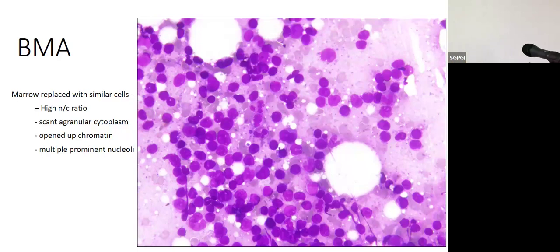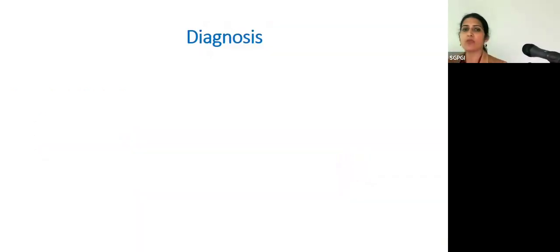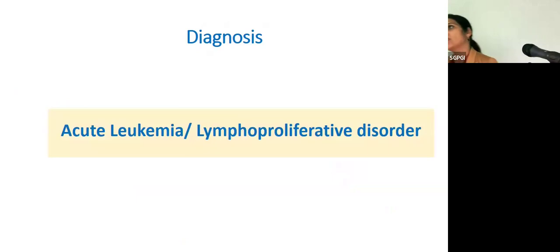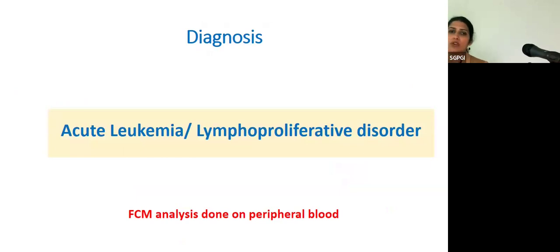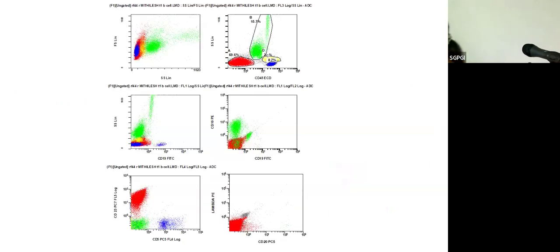Do hairy cells show prominent nucleoli? They don't, right? So hairy cells I was not thinking of much, but yes, a hairy cell variant can be a possibility. So the first diagnosis which I made was an acute leukemia, or else a lymphoproliferative disorder. And the next thing was to do an FCM analysis. So this was the old tube. This is an old case actually, when we had started doing flow cytometry.